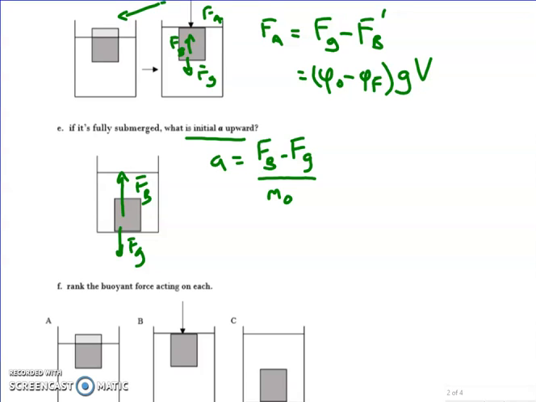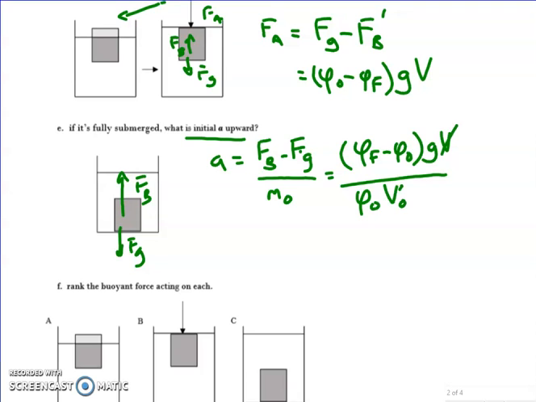Okay, so now we want to simplify this in terms of the densities. Those are the givens. So once again, the difference between the two is nothing more than the density of the fluid minus the density of the object, g times V, divided by the mass of the object. Now I'm going to transform the mass of the object to the density of the object times the volume of the object. And what we can see here is that the volumes cancel out. I could split the numerator up, but I'm not going to.